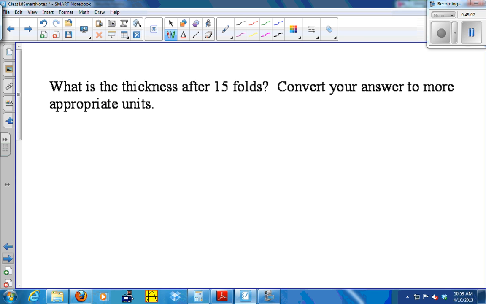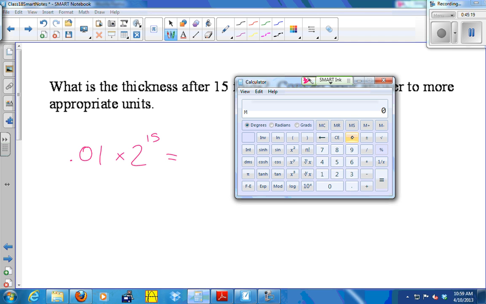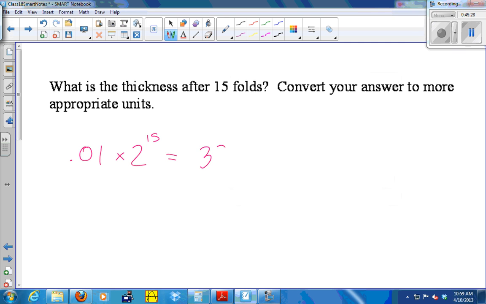Okay, what's the thickness after 15 folds? So I'm going to double the thickness 15 times, so I multiply by 2 to the 15th. 2 to the 15th times 0.01 is 327.68 centimeters.